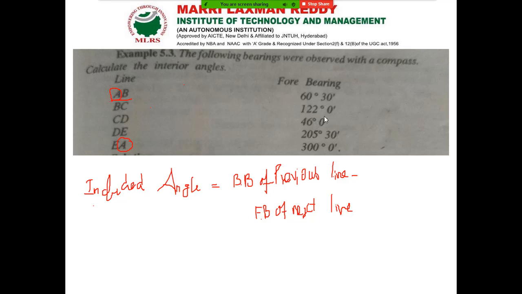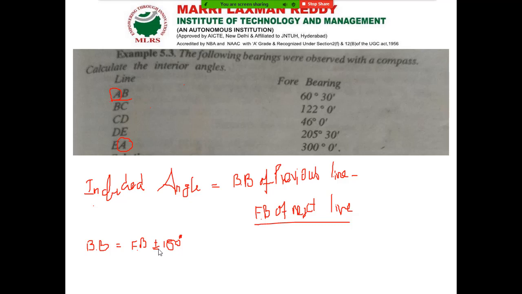They have given fore bearing for all the cases, but the back bearing we have to find first. We all know how to calculate the back bearing. Back bearing of a line is equal to fore bearing plus or minus 180 degree. If the fore bearing is less than 180 degree, we use the plus sign. If the fore bearing is more than 180 degree, we use the minus sign. By using that, we calculate the back bearing first.